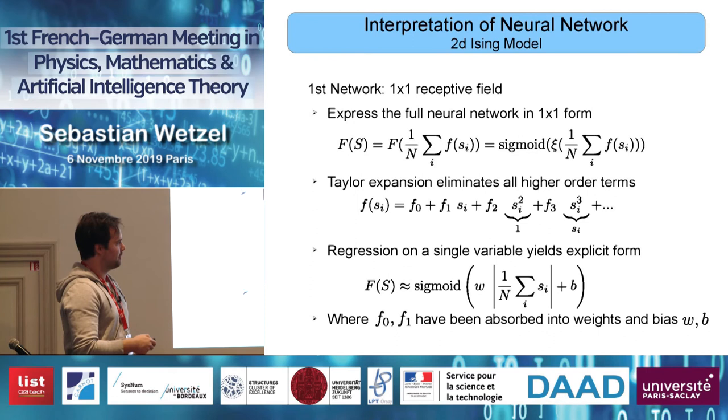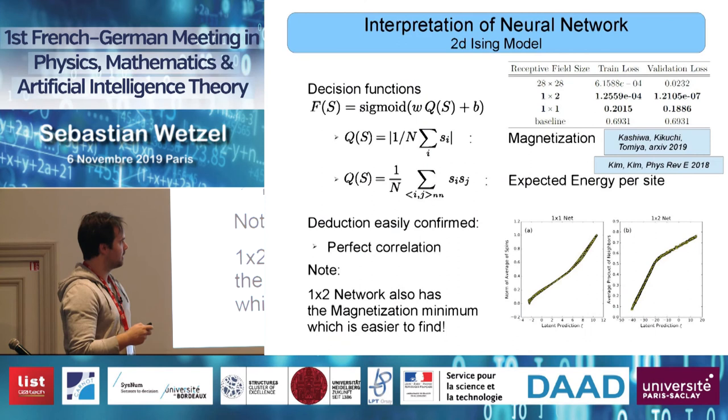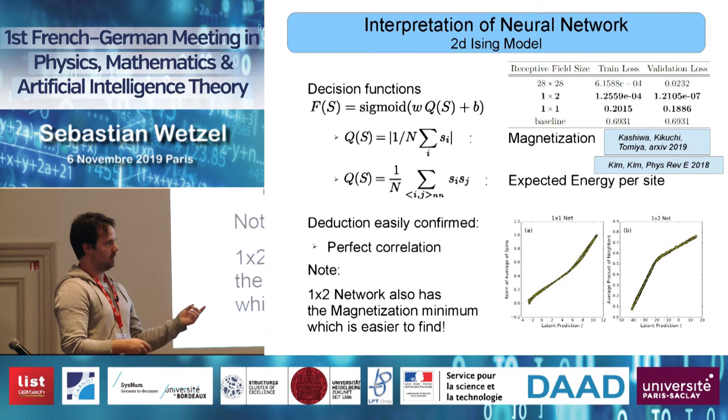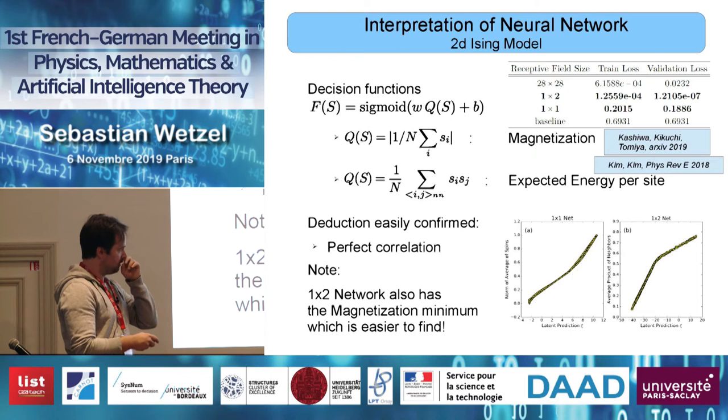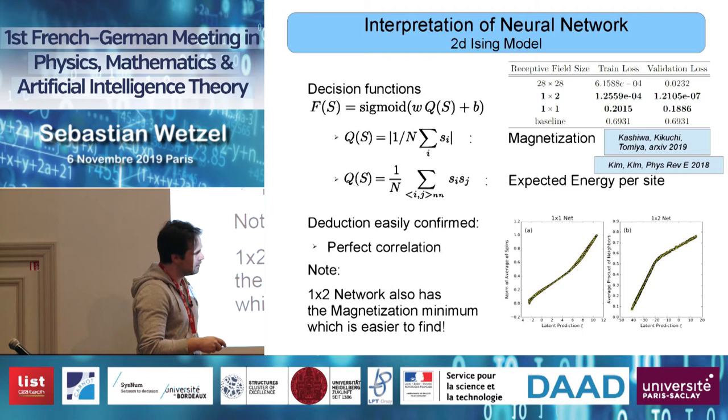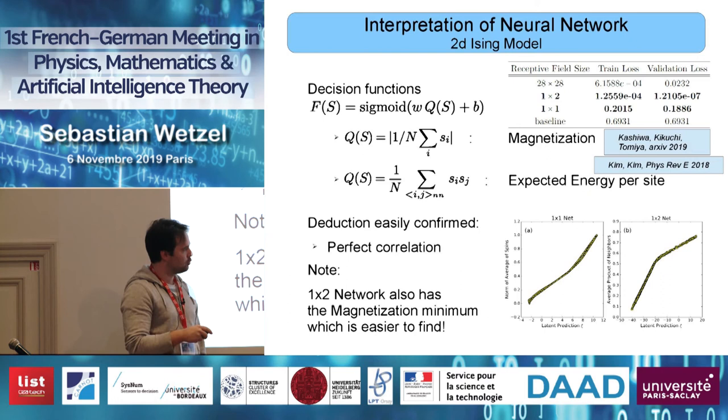Okay, we'll just skip ahead a few slides. What you're thinking about is this plot. What we see in this picture is the correlation between the output of the neural network, the latent prediction, so the output without the last activation function, and the magnetization. If you look very closely, you have two arms: one corresponds to the positive arm and one to the negative arm. So the neural network learns the absolute value.